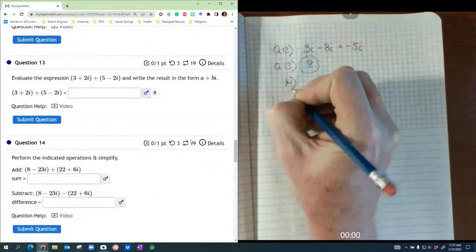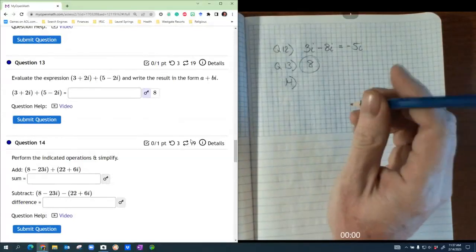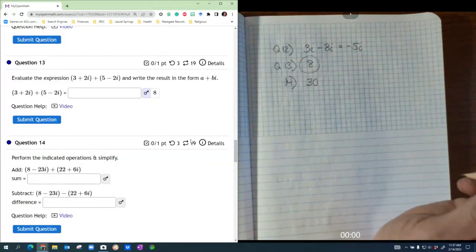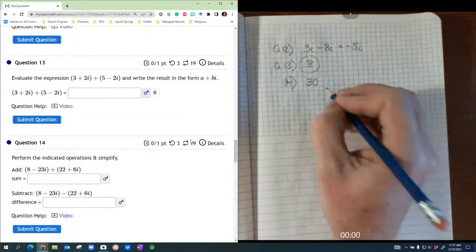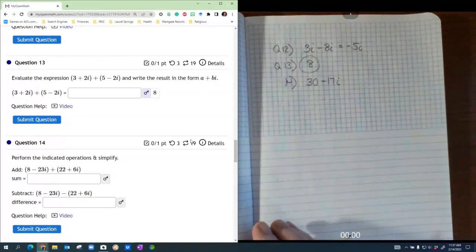14. We're going to again add our real parts together, so 22 plus 8 is 30. And then I'm going to have negative 23 added to 6, which gives us 17, negative though. All right. So just making sure we take the 23 and subtract the 6 from it, and then just keep the sign of the larger value.